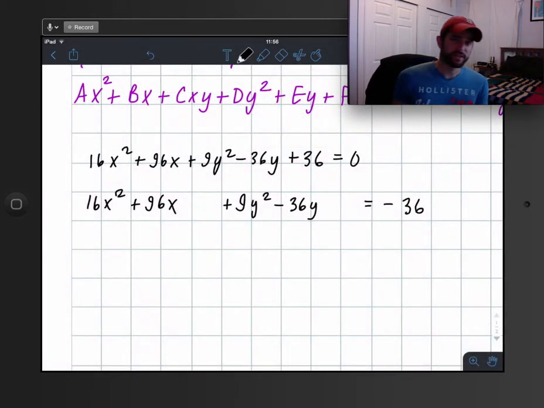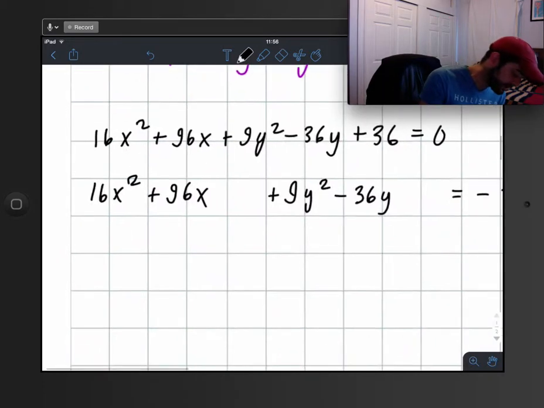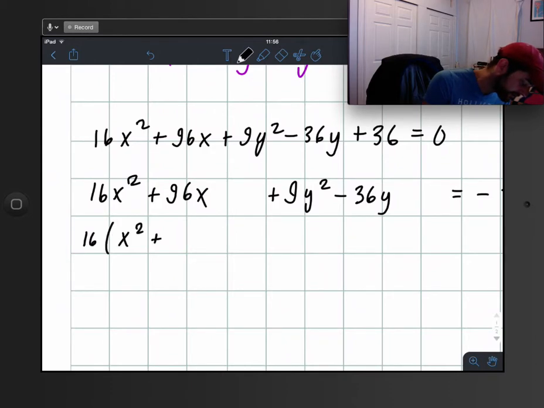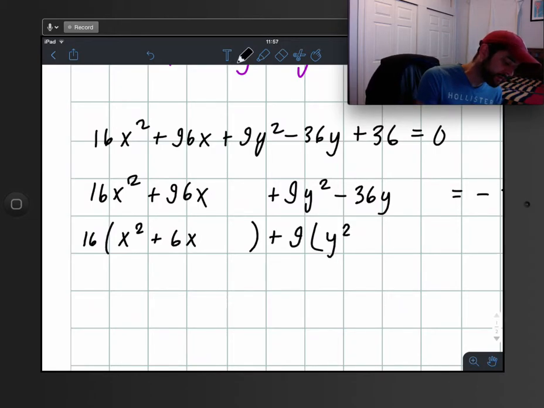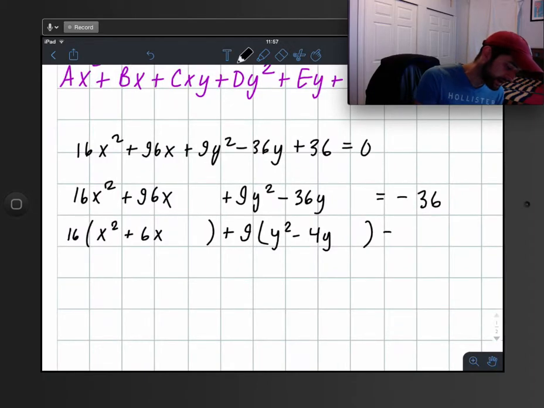Now the second step is that we have coefficients for the x squared and y squared terms. We have to factor those out. So I'm going to factor out 16, and we get x squared plus 6x. The space is still there. Plus 9 parentheses y squared minus 4y. Space is still there. And nothing happens to the negative 36 at the moment.